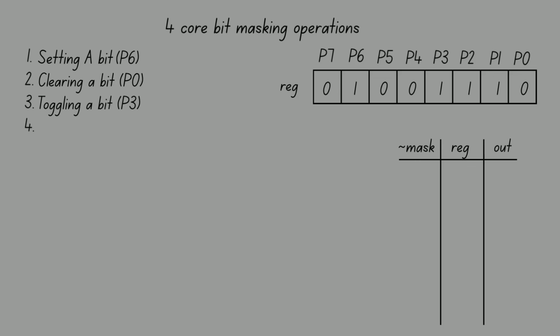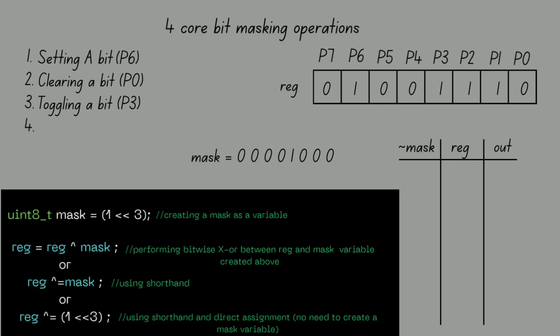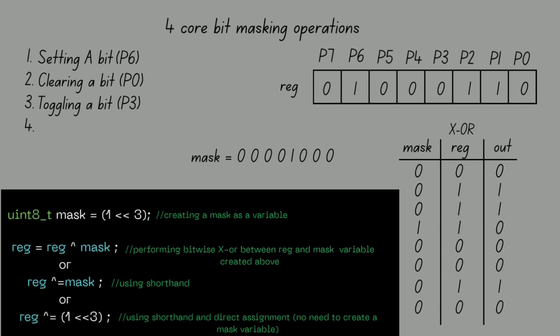The third operation is toggling a bit. Toggling means flipping the value of a bit. If the bit is 0, it becomes 1, and if it is 1, it becomes 0. This is done using the bitwise exclusive OR operation. We create a mask where the bit we want to toggle is set to 1. When we perform an exclusive OR operation between the register and this mask, that bit changes its state while the other bits remain unchanged. This works because a bit exclusive ORed with 1 flips its value, while a bit exclusive ORed with 0 stays the same.